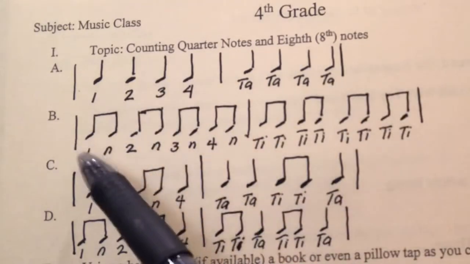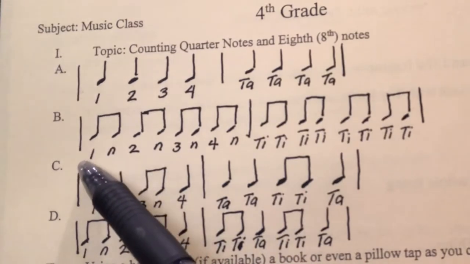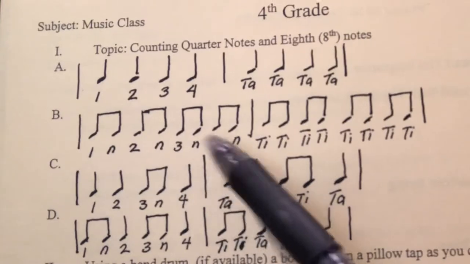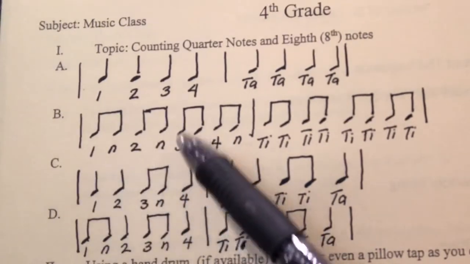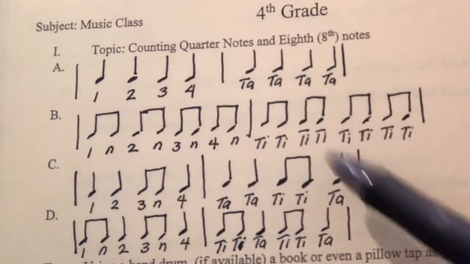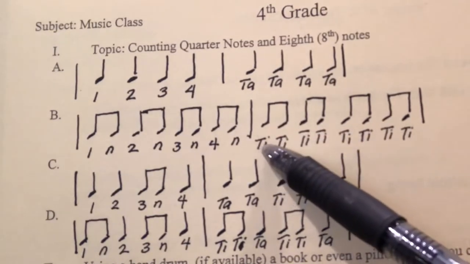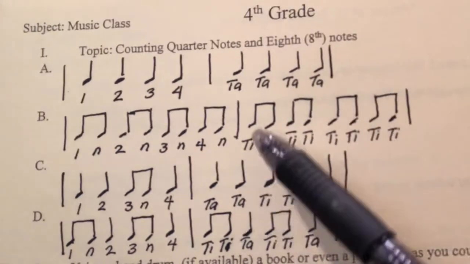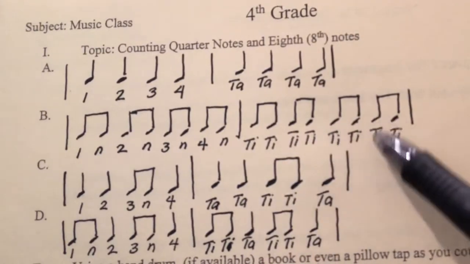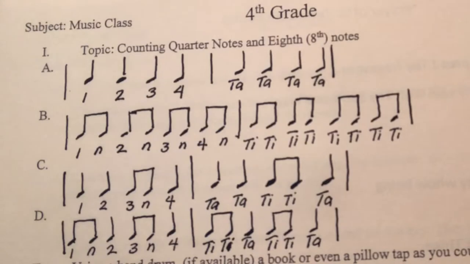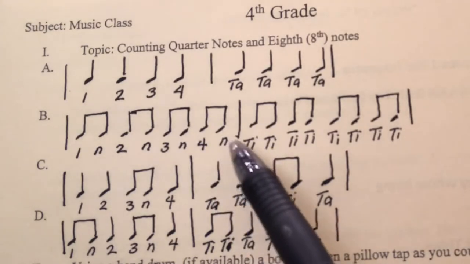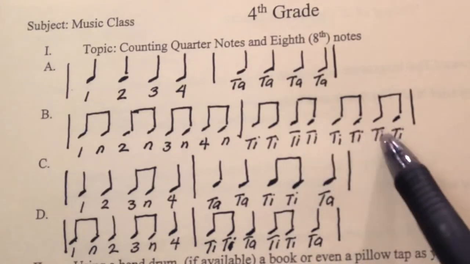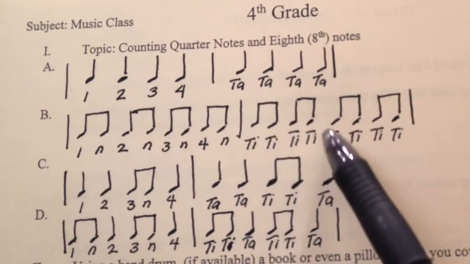Let's try to clap that and say the numbers. Ready, go. 1 and 2 and 3 and 4 and, 1 and 2 and 3 and 4 and. Now let's do the tis. We go ti ti ti ti ti ti ti ti. Try that again. Clap and say the syllables. Ready, go. Ti ti ti ti ti ti ti ti.